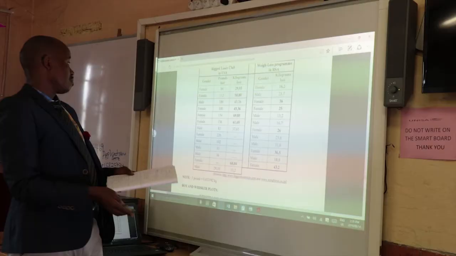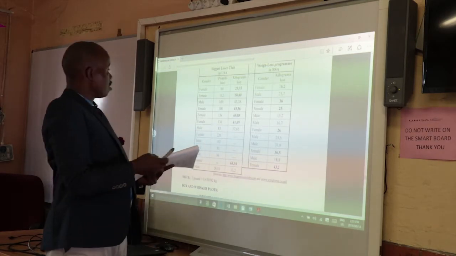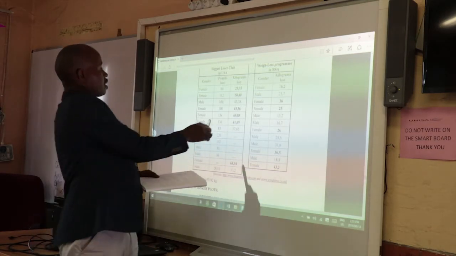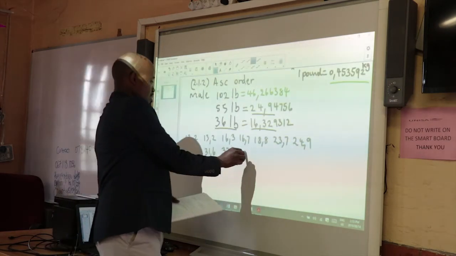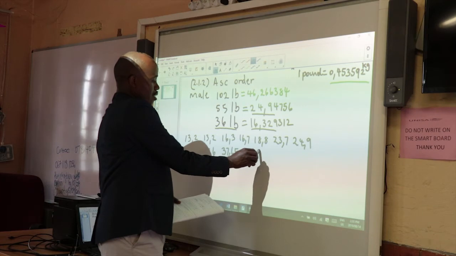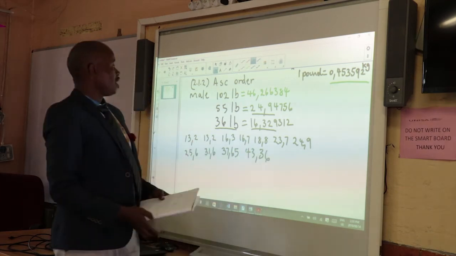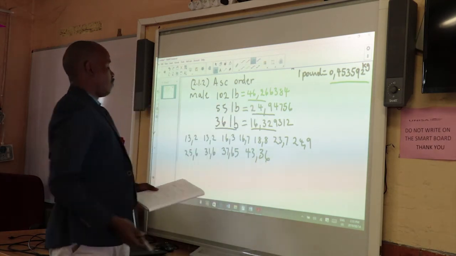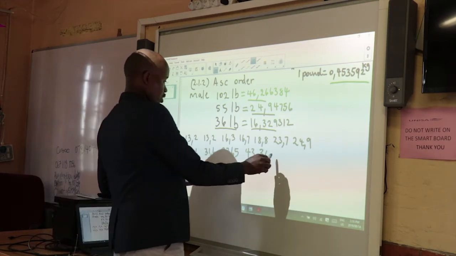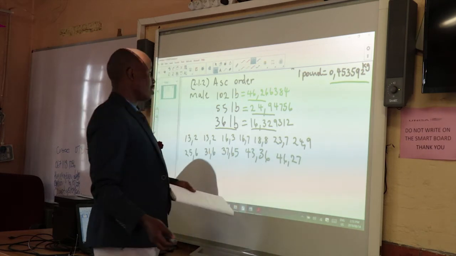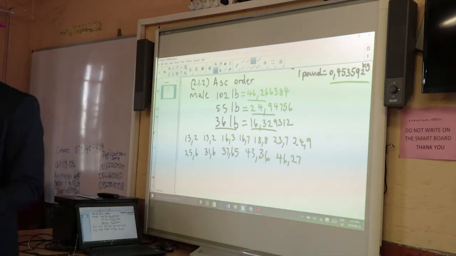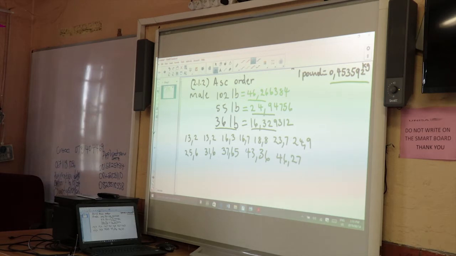After 37.65, that's 43.36. The last male is this one, 46.27. That's the last male. So this is the ascending order.